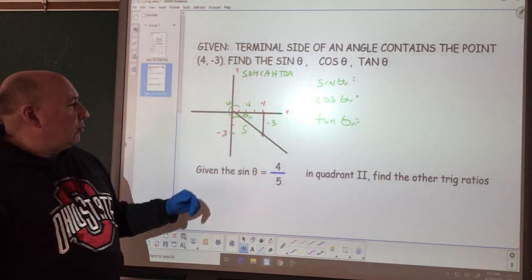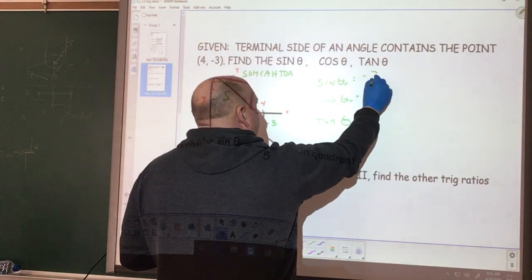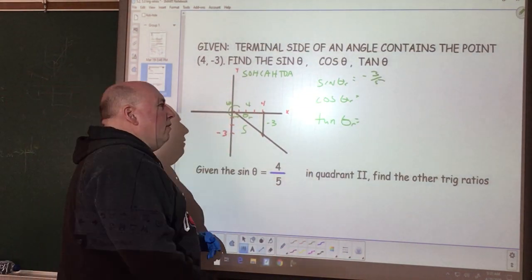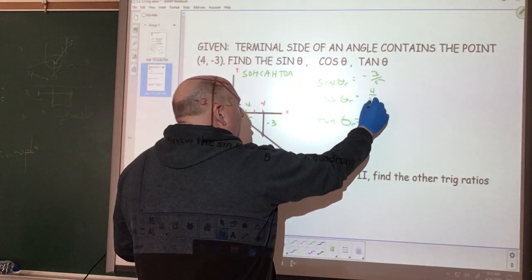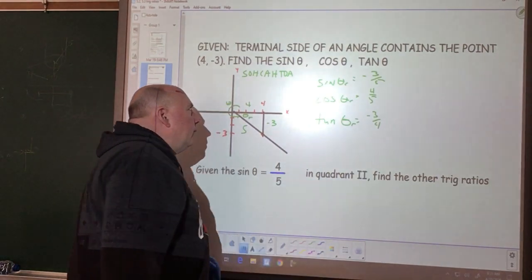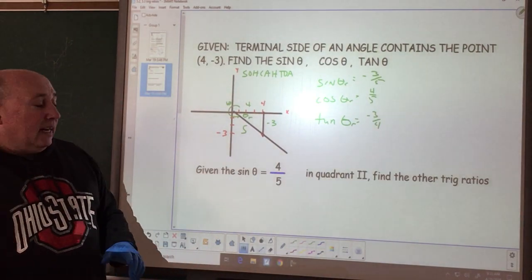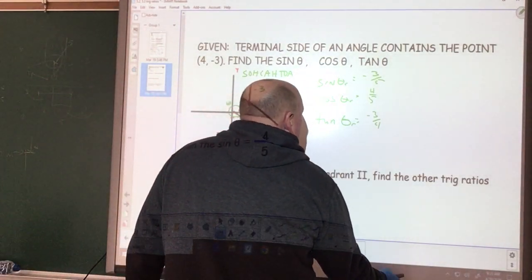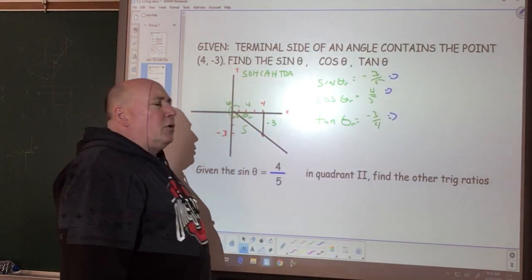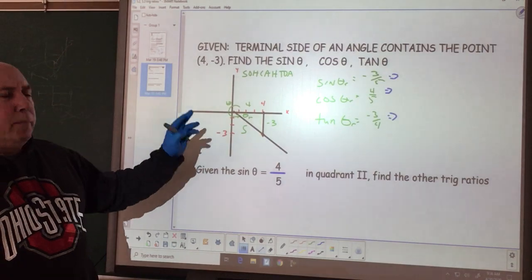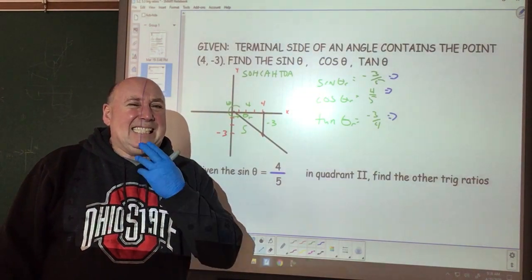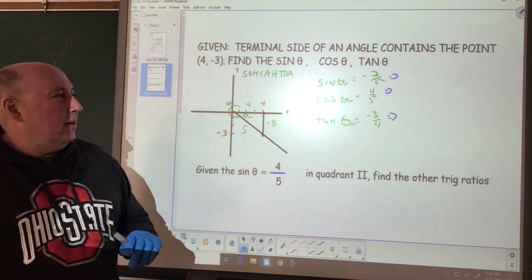The sine is -3/5. The cosine is 4/5. And tangent is -3/4. Once again, these should all be things that should be reviewed for us. There should be nothing here that you sit there and go, ooh, I don't quite remember that.